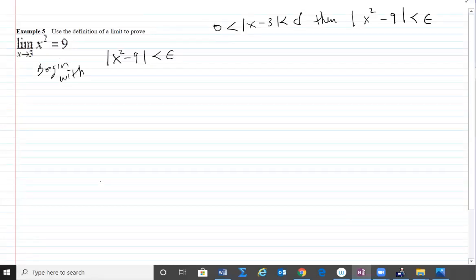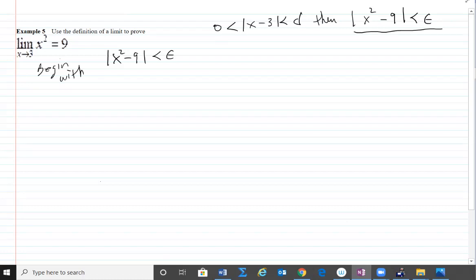Okay, here's our next problem. We're going to use our definition to prove that this limit is 9. So we'll start with this |x squared minus 9| less than epsilon. Start with that, and that's from our limit, or from our definition. That's this part of the definition.